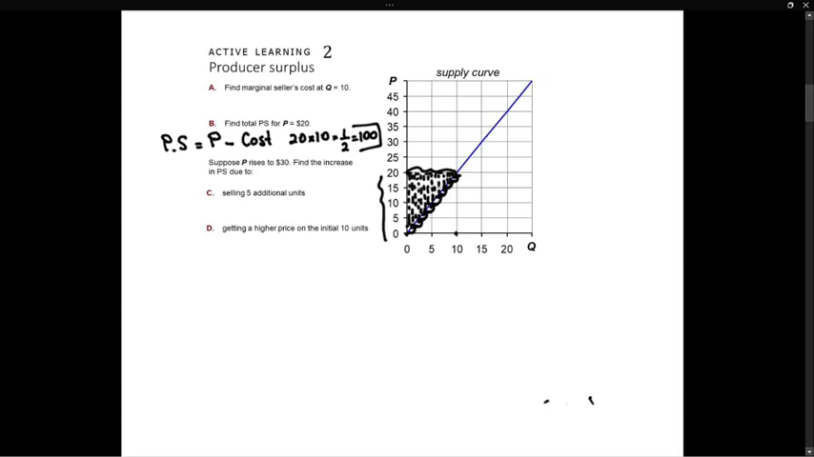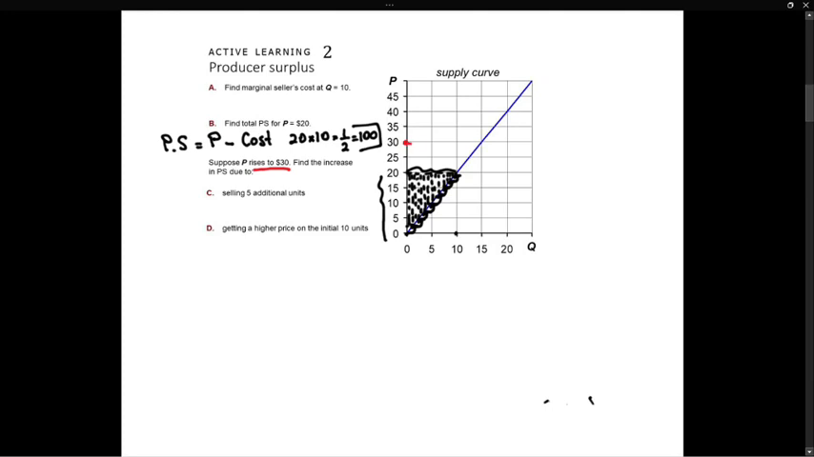Now, let's suppose that the price rises to $30. Let's use another color to indicate that. Now, the price is higher. We're at $30. We're assuming that the new price is $30. The producer surplus will increase. Let's find the new producer surplus at $30.